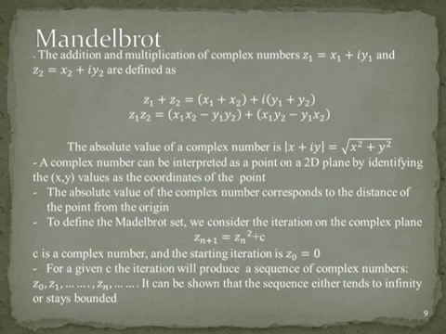So the product is x1 x2 minus y1 y2 for the real part, and x1 y2 plus y1 x2, which represents the imaginary part. The absolute value of a complex number x plus iy is the square root of the magnitude of the real part plus the magnitude of the imaginary part, which is x squared plus y squared.